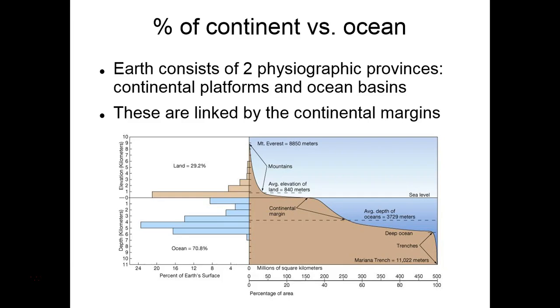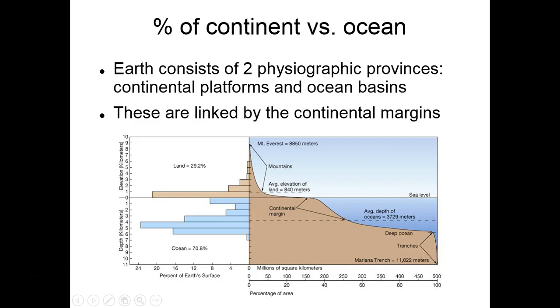Earth is made up of continent and ocean. Earth consists of two physiographic provinces, continental platforms and ocean basins. These two areas, land and ocean, are connected by a region of the ocean that is referred to as the continental margin. We'll talk more about the continental margin in just a little bit.